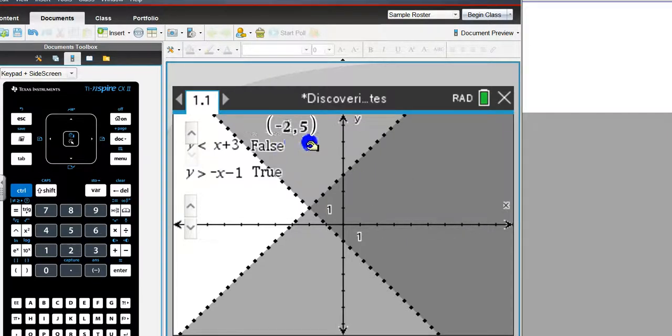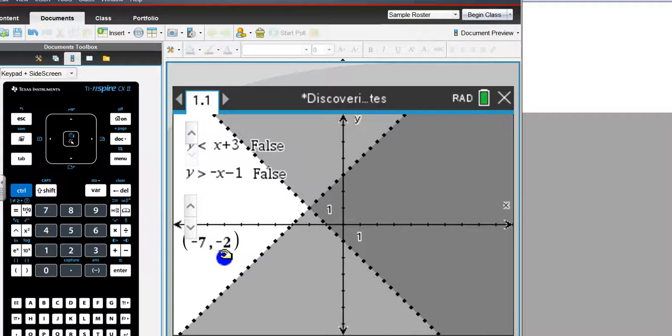Notice if I put it over here, now one of the statements is true. If I plug in negative 2, 5, this statement is true, right? 5 is bigger than positive 2 minus 1. That's true. But if I plug it over here, I get 5 is smaller than negative 2 plus 3. That's actually 5 is smaller than 1. That's not true. That's a false statement. So this is not a solution point. Same thing over here. One statement's true, the other one's not. If I put it over here, you can see that both statements are definitely false.